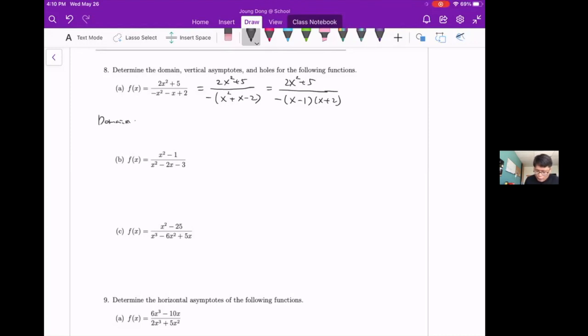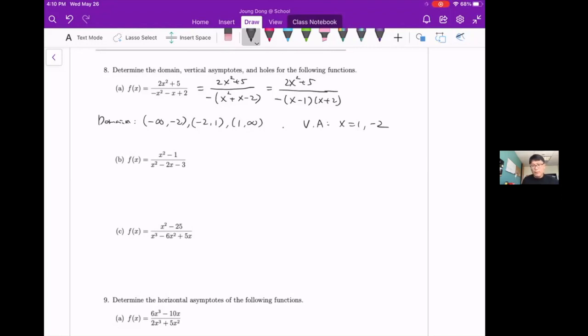As you practiced before, we can use a number line, and you can easily find minus infinity to minus 2, minus 2 to 1, and 1 to infinity. That is my domain. And look at that. As I told you, we have two undefined points, which are 1 and negative 2. Neither point can be canceled with the numerator, so both are vertical asymptotes. For this problem, there is no hole. So the vertical asymptotes are x equal to 1 and negative 2.